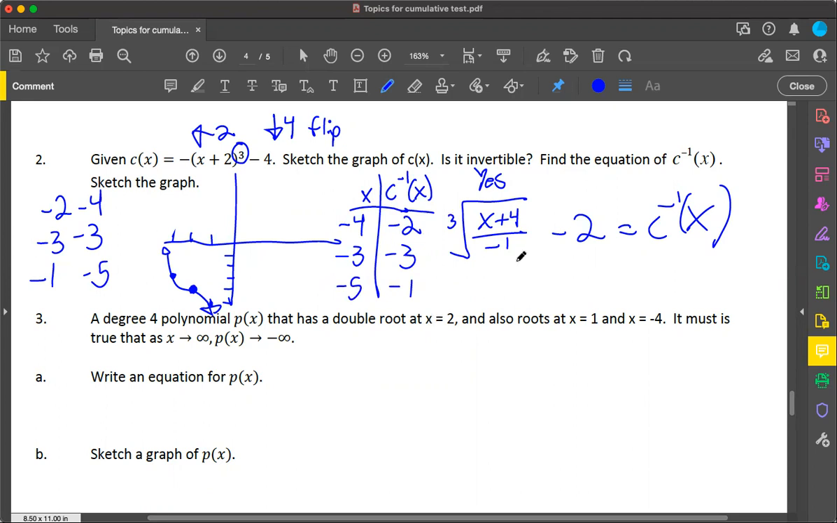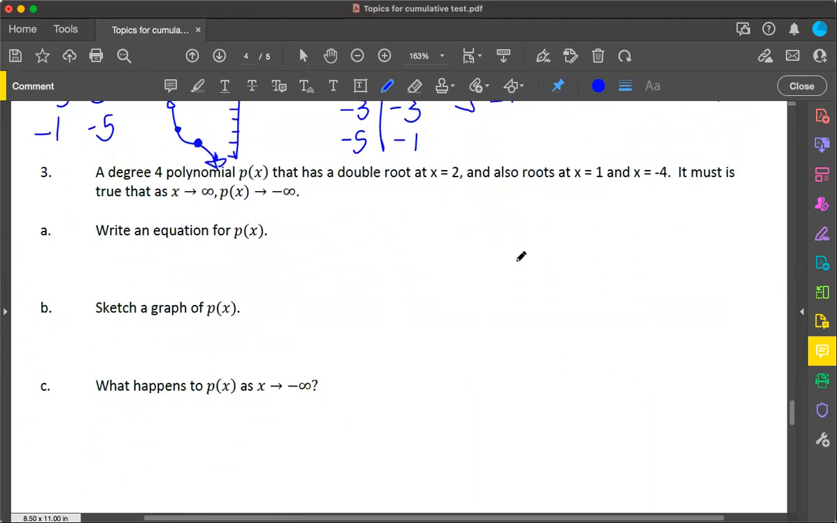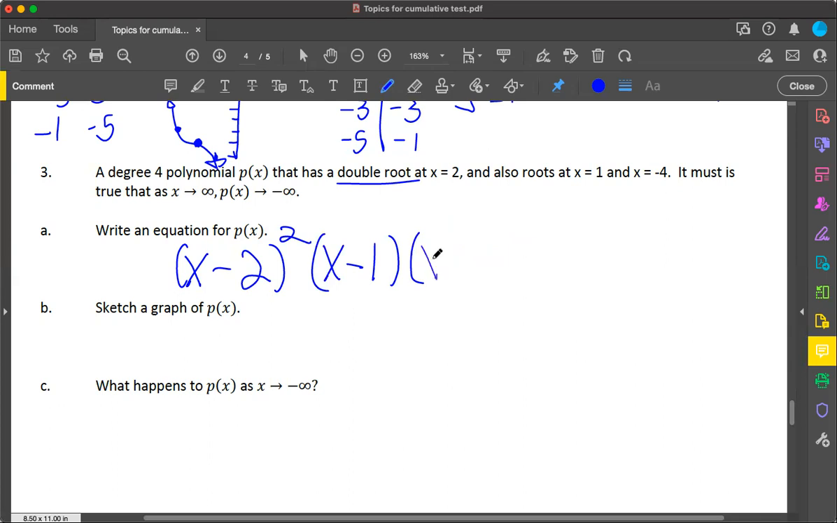Makes sense? Okay. Degree 4 polynomial that has a double root at x equals 2. So this is saying that x minus 2 is going to be a factor. And a double root means multiplicity of 2. And also roots at x equals 1, so x minus 1 is going to be a factor, and also x plus 4. Recall that whenever you're going for the factored form, you need x minus your root, to whatever multiplicity it has.